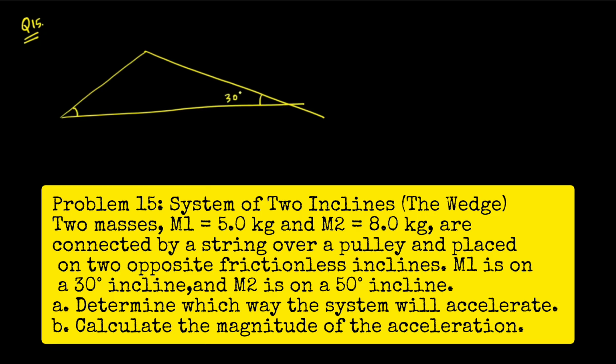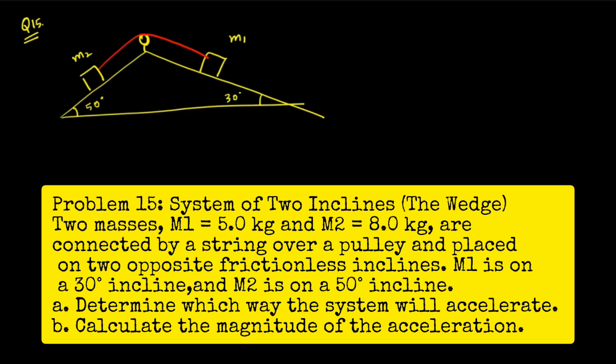So it is going to be 30-degree, and it is going to be 50-degree as per the question. The 30-degree incline has mass M1, so I can consider M1 here. And the 50-degree incline has mass M2, so I can consider M2 here. There must be some pulley which is connecting these two masses like that.